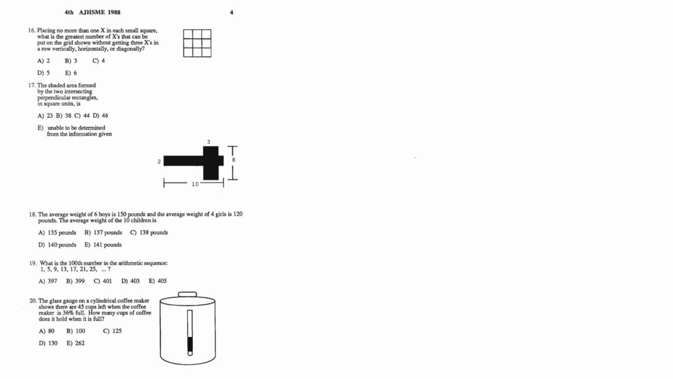Number 16. Placing no more than one x in each small square, what is the greatest number of x's that can be put on the grid shown without getting 3 x's in a row vertically, horizontally, or diagonally?